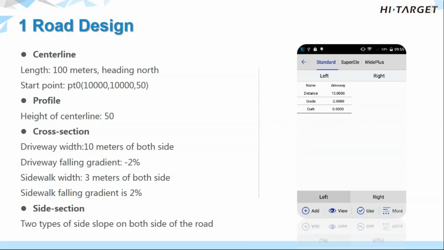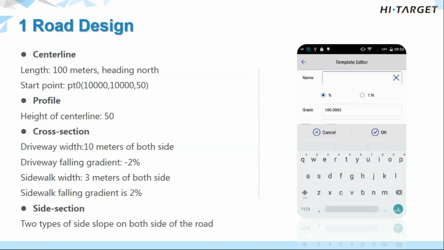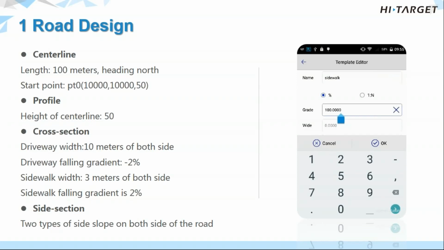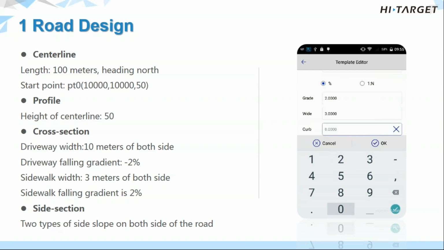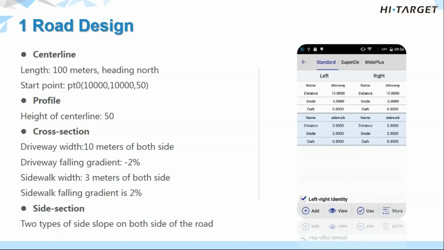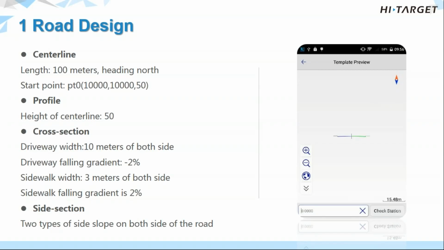In this video, we can see first we set the driveway and then the sidewalk. You need to input the grade and width of the road to design it, and use the left-right identity tool to get the whole road. And you can check the preview too.